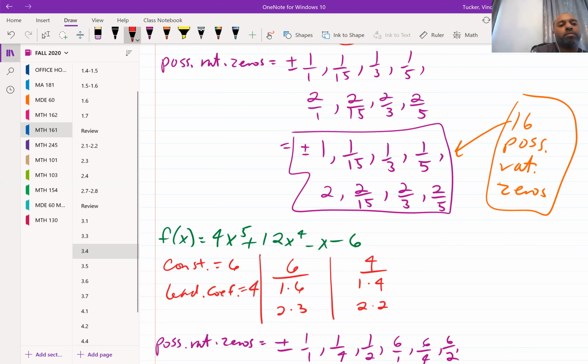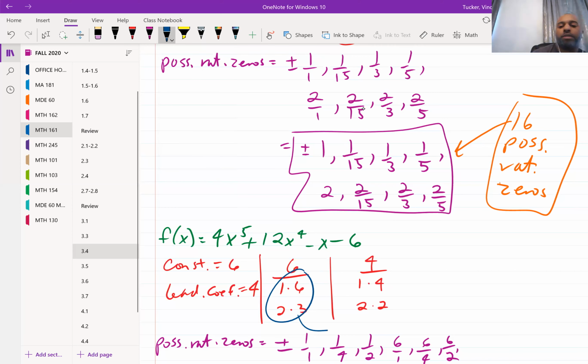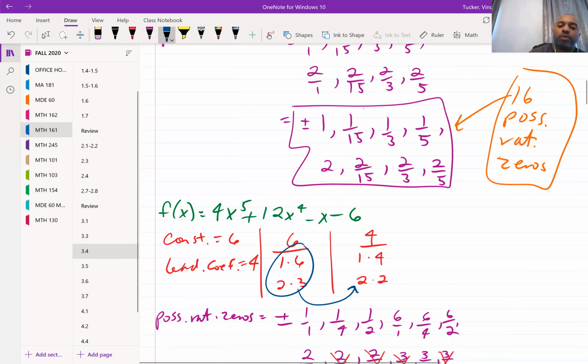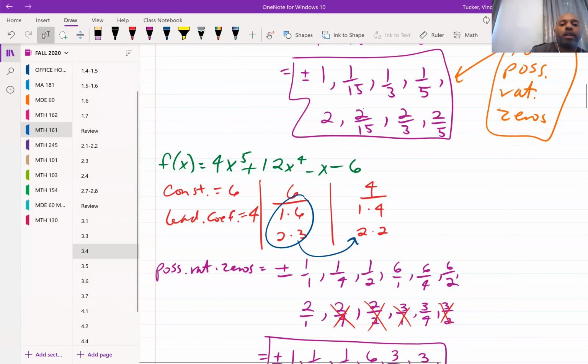I'll go ahead and do it. So we'll just take our factors of 6, I'll go with blue. Take your factors of 6 and place them over the factors of 4. So you have 1 over 1, 1 over 4, 1 over 2. And notice we have 2 that's being repeated. You don't have to repeat it because 2 is 2, no matter how many different ways you write it.